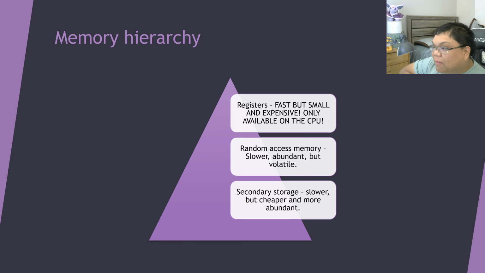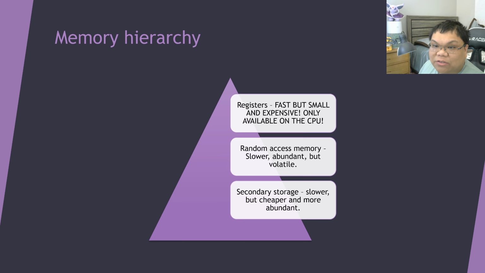Below that, we have random access memory. When we think of memory on a computer, this is probably the memory that you're thinking about. We call it RAM for short, but for our purposes, I'll call it main memory. Slower than the registers, more abundant than the registers, but it's also volatile. Oh, by the way, the registers are also volatile. Anything stored in them is lost when the CPU powers off.